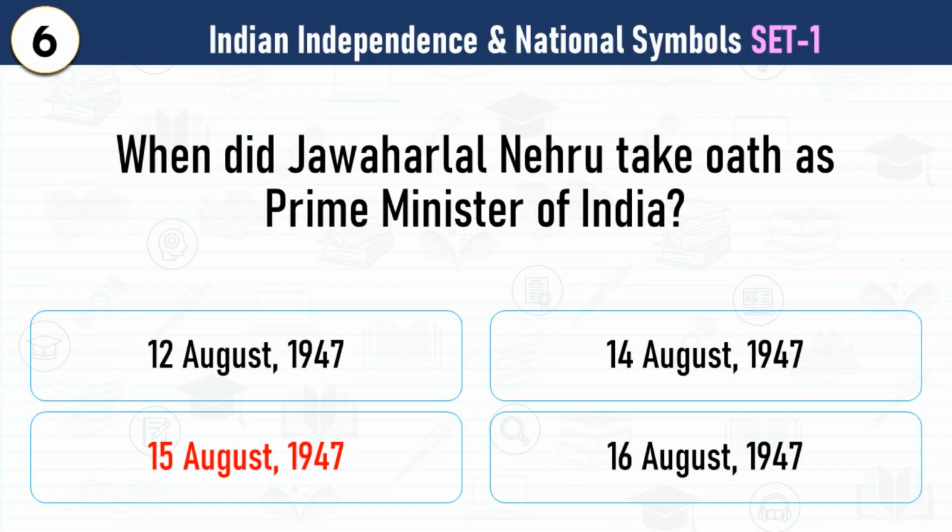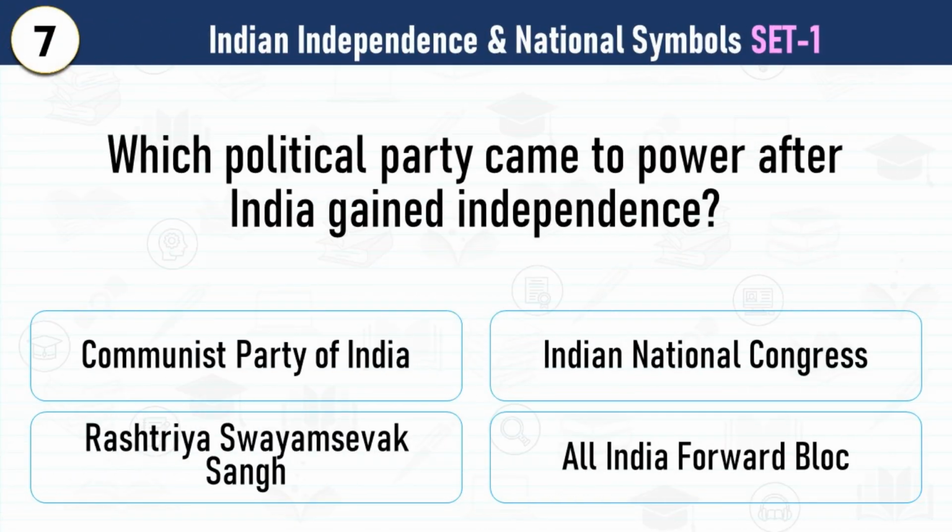Correct answer is Jawaharlal Nehru took oath as Prime Minister of India on August 15, 1947. Question number 7. Which political party came to power after India gained independence? Correct answer is the Indian National Congress came to power after India gained independence.